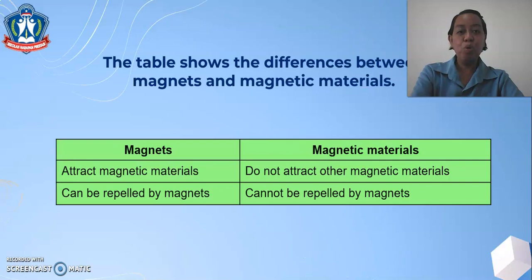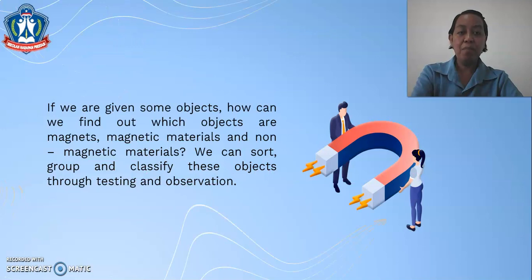The table shows the differences between magnets and magnetic materials. Let's try to study one by one. Magnets attract magnetic materials, while magnetic materials do not attract other magnetic materials. Magnets can be repelled by magnets, while magnetic materials cannot be repelled by magnets. So can you see the difference now, children? If we are given some objects, how can we find out which objects are magnets, magnetic materials, and non-magnetic materials?